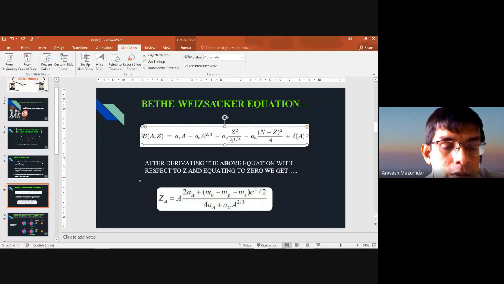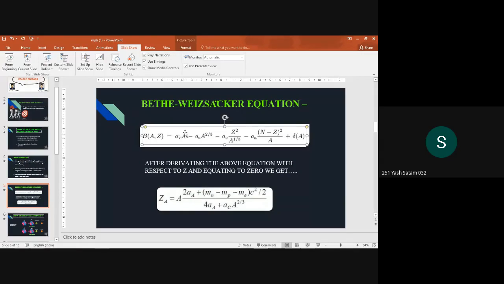So where did you get these numbers, this AA and AC, and what are these numbers? These are constants, and each term has its own significance. AV is the volume energy term, and this formula basically tells us how binding energy is calculated theoretically. AV is the volume energy term, AS is the surface energy term, AC is the Coulomb term.